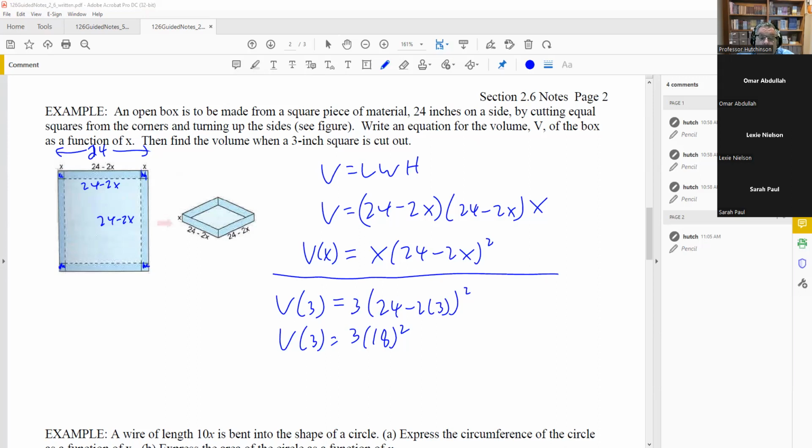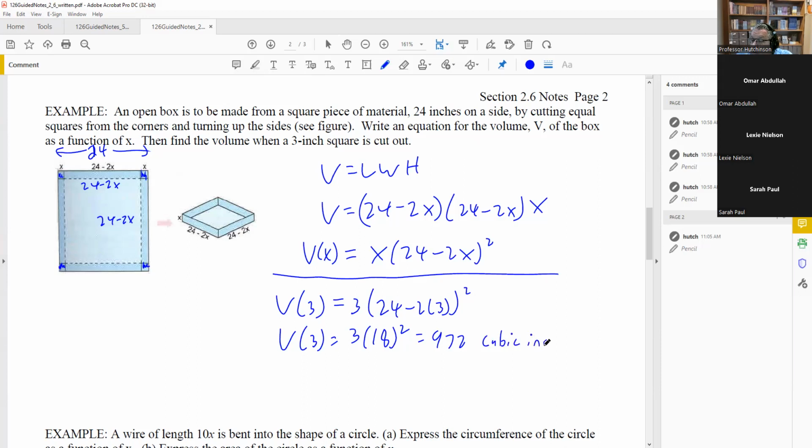If we put that in our calculator, we get 972. Now the unit on this will be cubic inches. Okay, so cubic inches is the unit on it. Let me actually write that out.